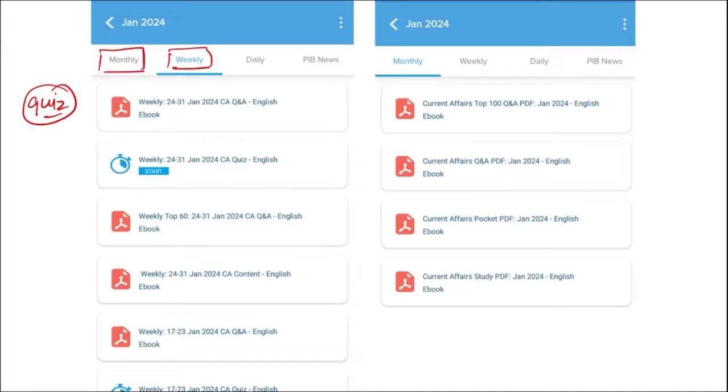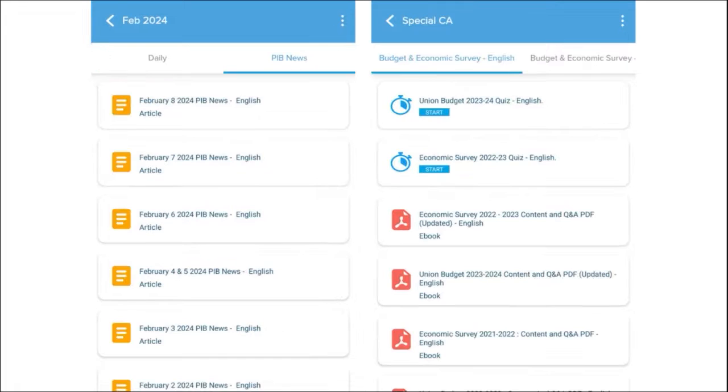Similarly for the monthly, the PDFs are very important. They provide you insights on various topics, and we also provide you the quiz of monthly questions that are very important for learning. Next, we also provide you with important PIB articles on a daily basis so that you can go through these articles and have an insight about that particular topic. Not just this, we also provide you important events that are happening globally and make sure to give you the right analysis.